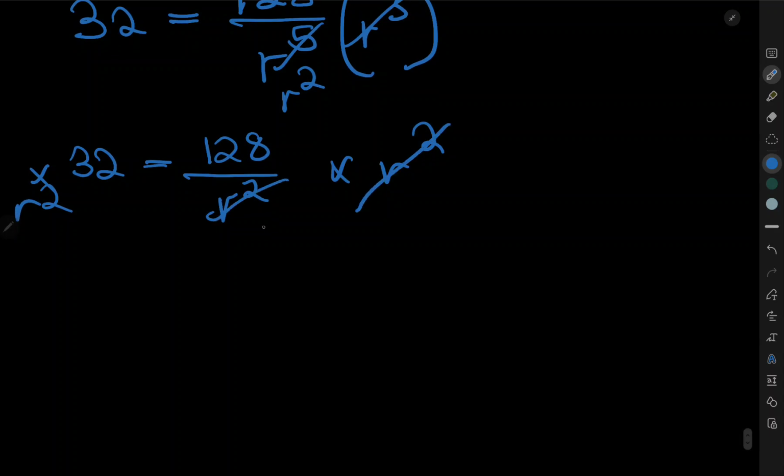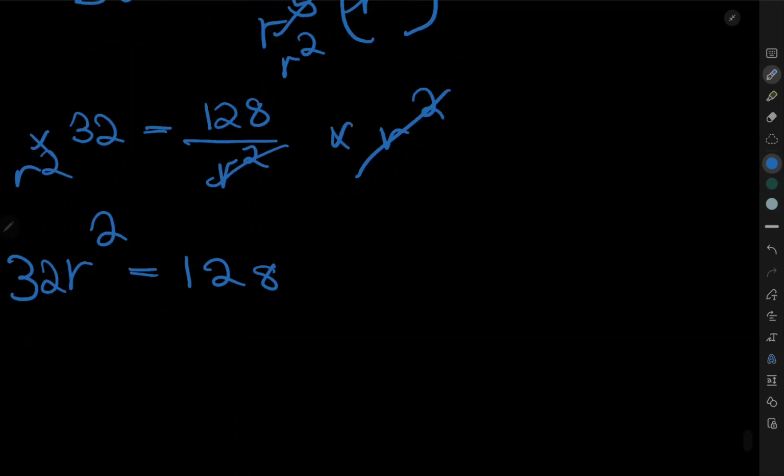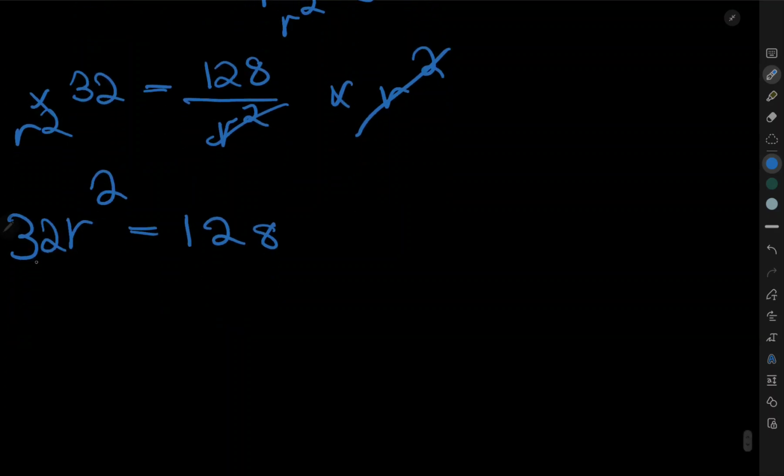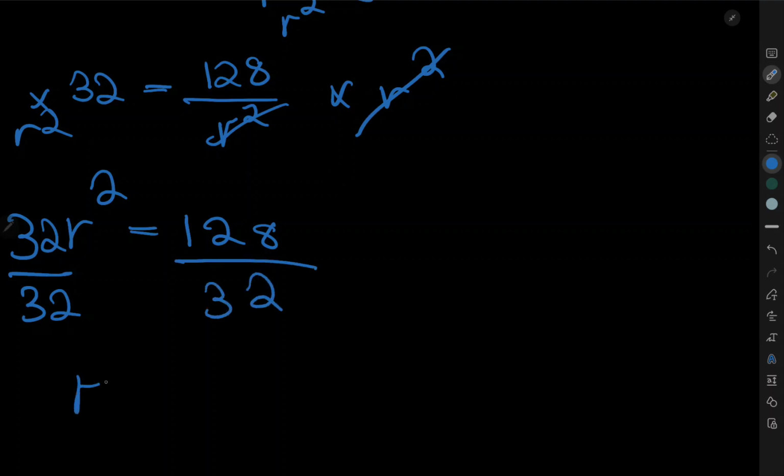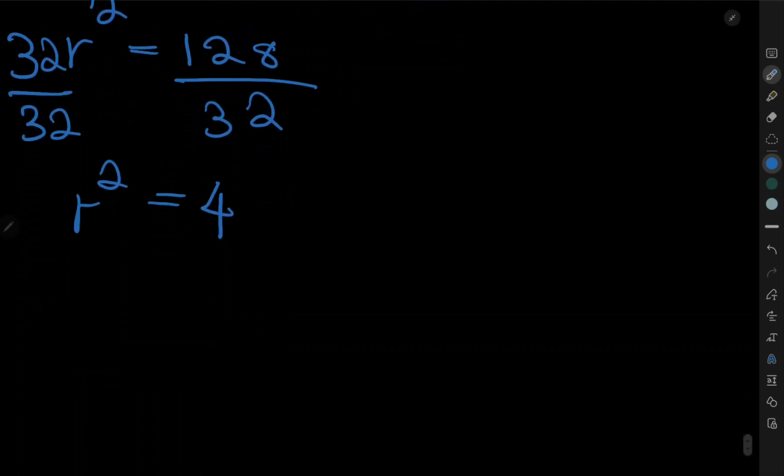Obviously this will cancel. Now I have 32 r squared is equal to 128. And then from here, it's very simple. I just have to divide both sides by 32. Now I have r squared equals 4. It's not even my final value, I still have to take the square root.